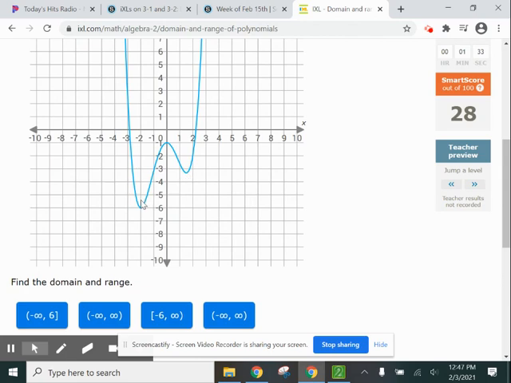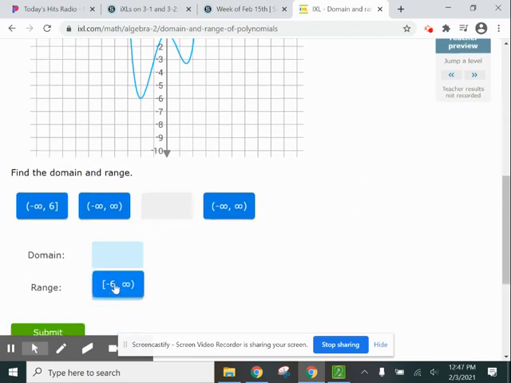Notice this one does have two kind of low points, but you want to take the absolute lowest, which is going to be this negative 6. That's going to be for your bottom to top. So that's actually going to be our range. Domain is always all reals for something like this.